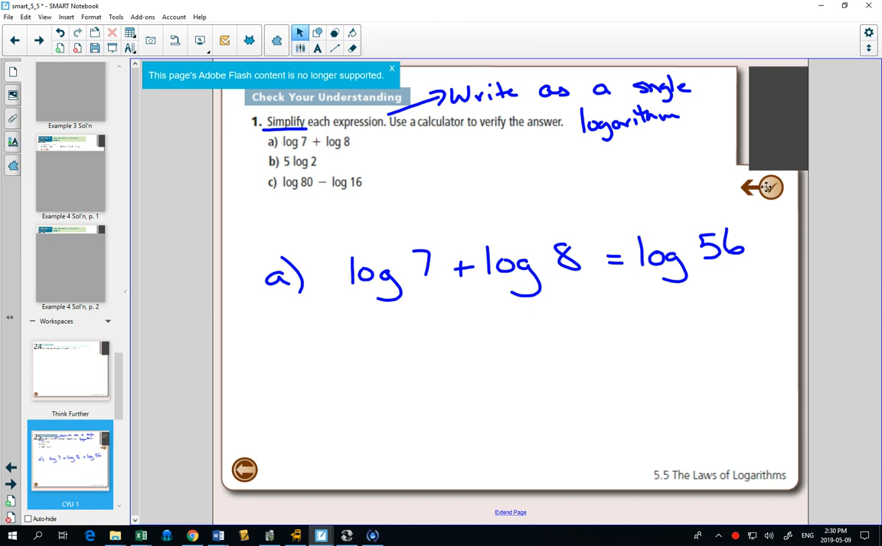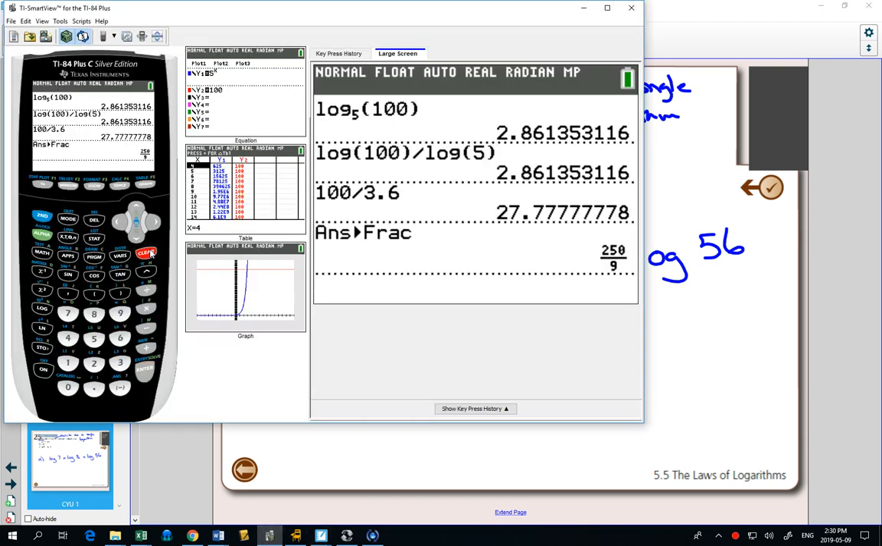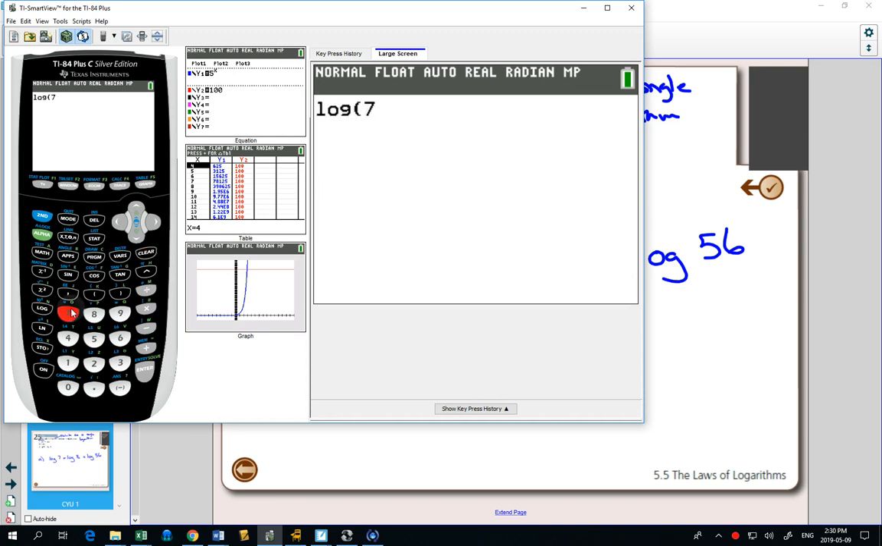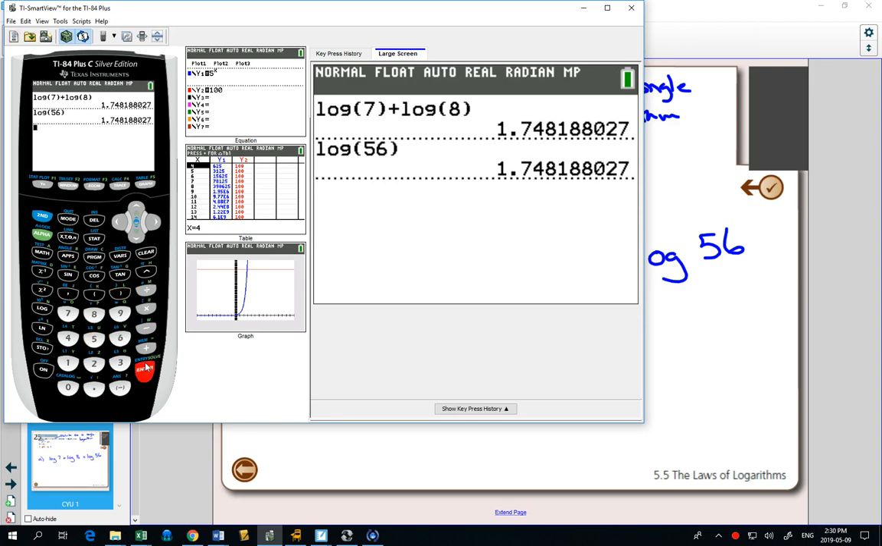So with our calculator, if we wanted to check that, we could write log 7 plus log 8, see what that's equal to, 1.74175. And we could do log of 56, and notice that they're identical.